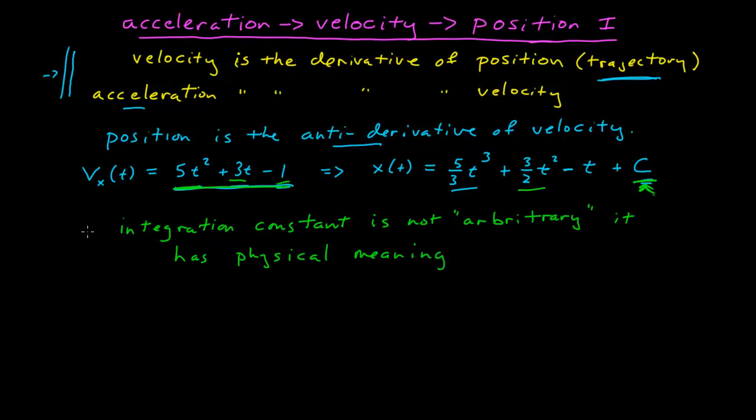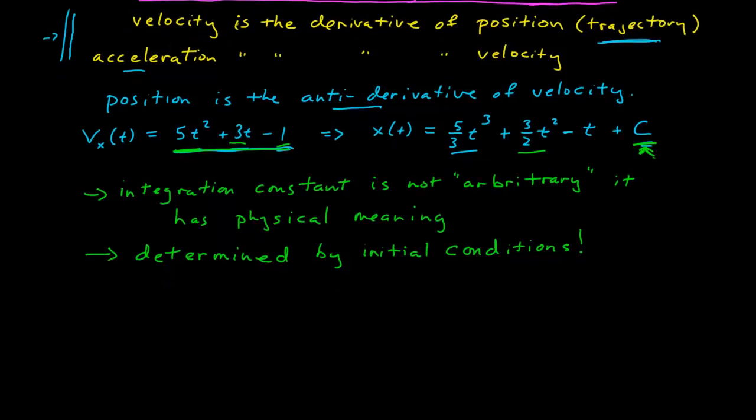So if it's not arbitrary, if it has an actual physical meaning, how do we find it? It is determined, this is the key point, determined by the initial conditions. And so we'll do an example of that. We'll describe what that means. Depending on how complicated these get, we may refer to it as determined by boundary conditions, but in this case our variable is time, so we refer to it as determined by our initial conditions.